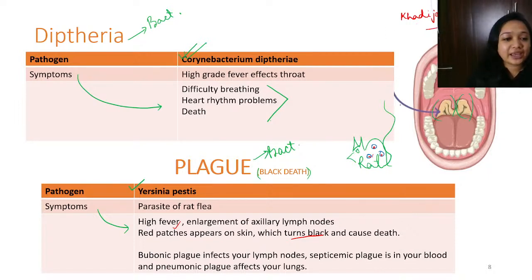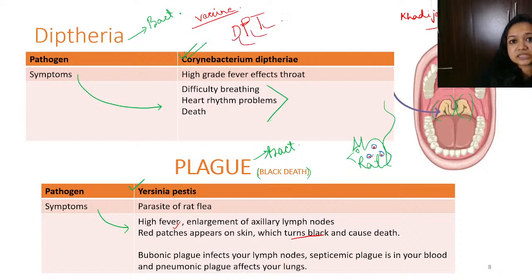Okay, but before I end this video, let me tell you a little about diphtheria again. We in India are given a vaccine called DPT when we are born, right? DPT stands for diphtheria, pertussis, tetanus. These three vaccines are given to us, and that's the reason we don't see diphtheria prevalent in and around us anymore. Okay, it has already been taken care of.